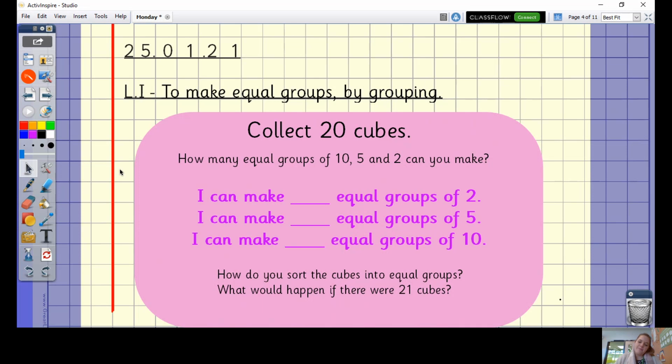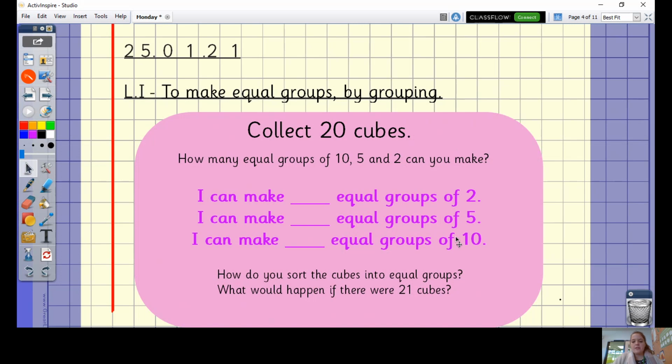Then collect them all up again and then put them in groups of 5 and count your groups, collect them all up again, and then do the same for groups of 2. Once you've done each of that, or after each grouping exercise that you've done, I want you to complete this sentence. I can make blank equal groups of 10. I can make blank equal groups of 5. I can make blank equal groups of 2.